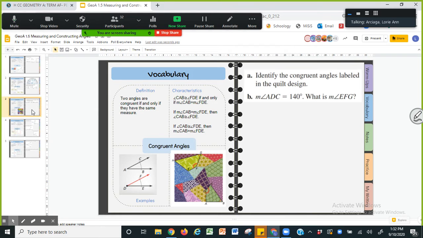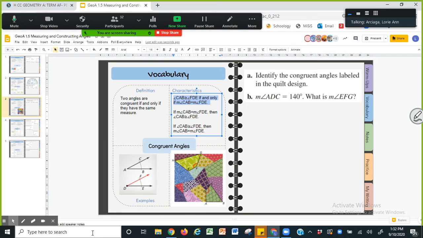Congruent angles. Okay, so last time, I think in the first lesson, we talked about congruent segments. Now we're going to talk about congruent angles. So two angles are congruent if and only if they have the same measure. And I took the liberty of writing those down already. This is the biconditional based on this example. So angle CAB is congruent to angle FGE if and only if the measure of angle CAB is equal to the measure of angle FGE.